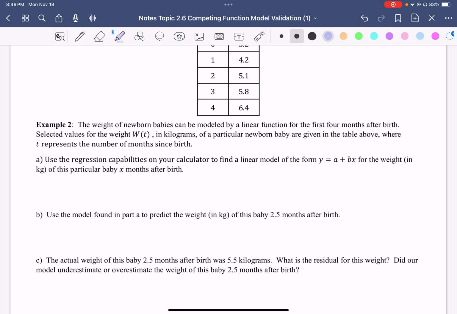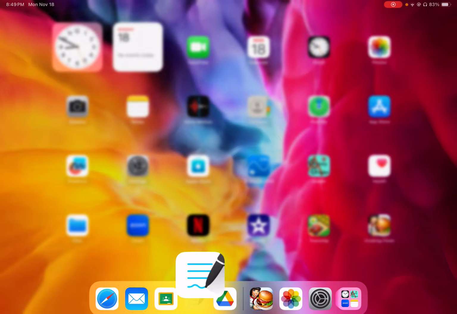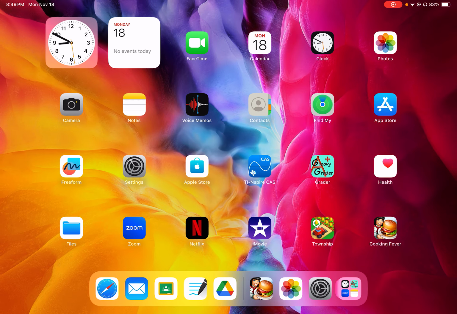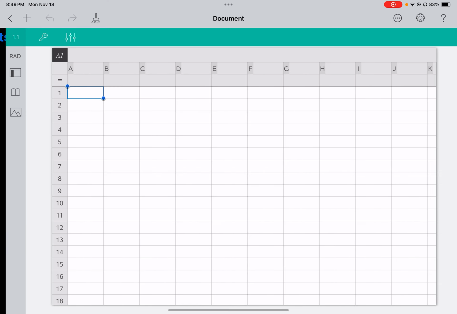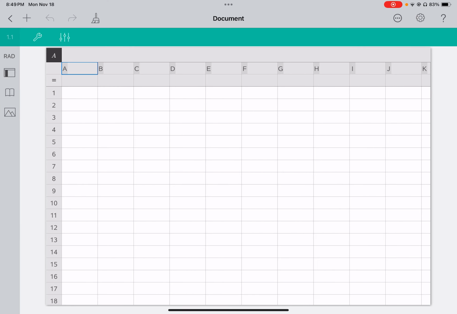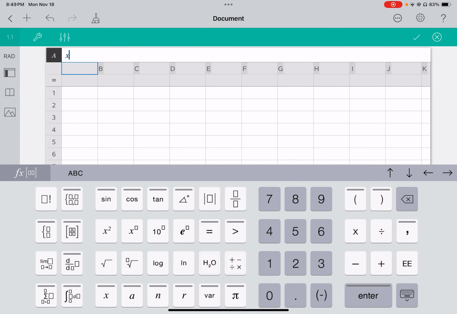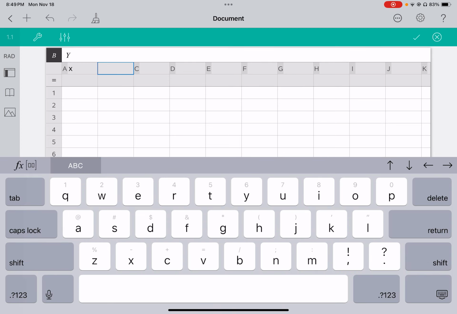Okay, so I'm going to highlight this because that's going to tell me exactly which setting to click in the calculator. Okay, so let me open up this calculator and then I'm going to insert a new spreadsheet. Next to A, I am going to type the letter X, and next to B, I'm going to type the letter Y. And then I'm going to type in my data.